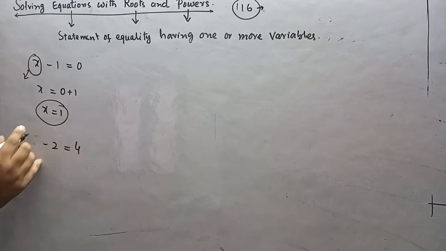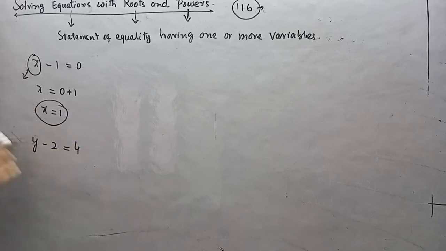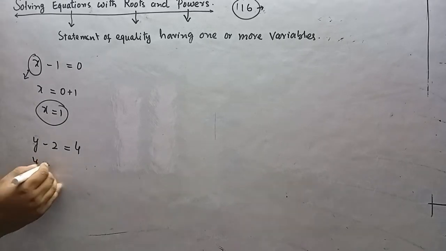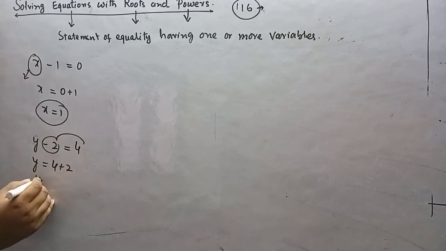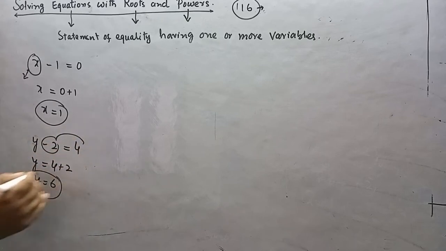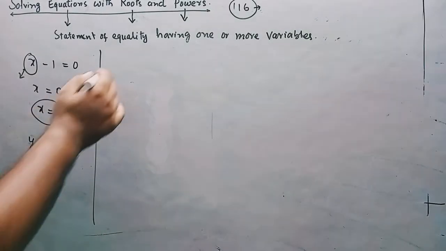I will write here y. In this equation the value of the variable is the solution. I will write y equals 4 plus 2, transposing the minus 2 it will become plus 2. Y equals 6. So this is called the solution. We will take the other example.